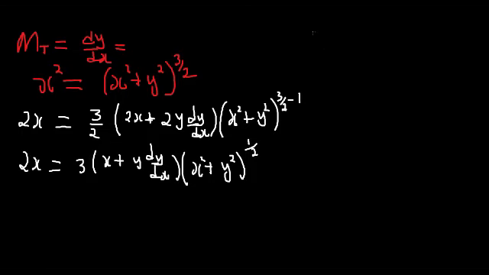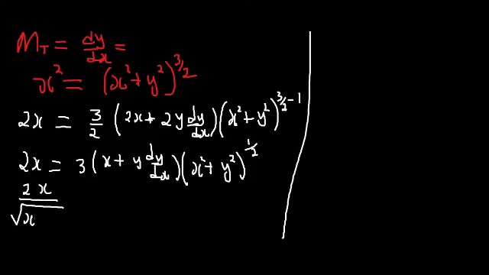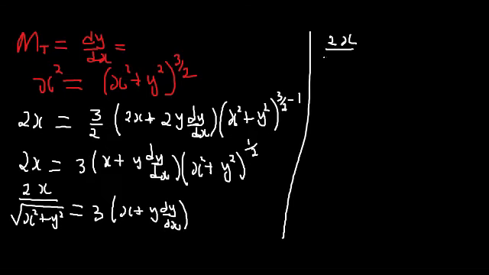So we are going to divide all through. If we divide all through, we are going to have something like 2x divided by the square root of x squared plus y squared equal to 3 into (x plus y dy on dx). So we are simply going to make dy on dx the subject. To do that, we are going to have 2x all over 3 the square root of x squared plus y squared. So this is simply going to give us x plus y dy on dx.